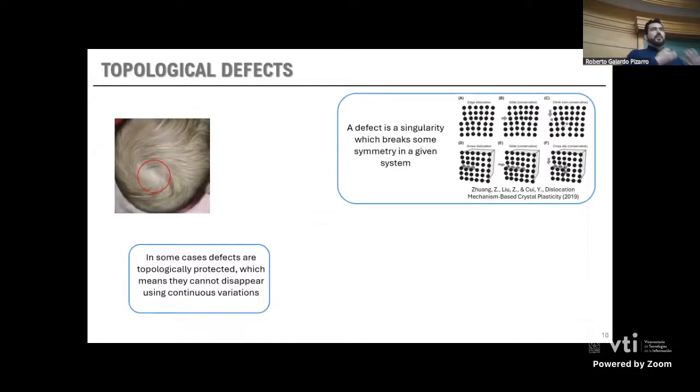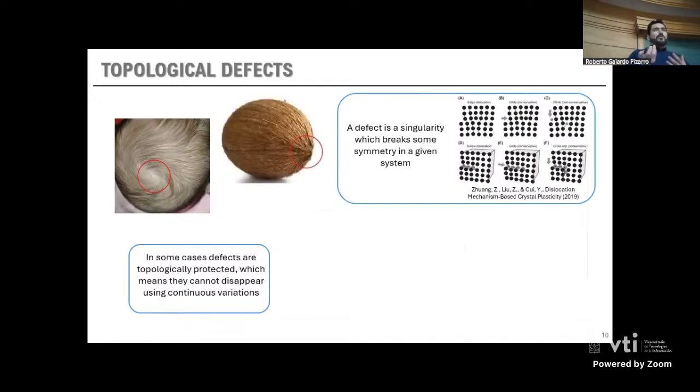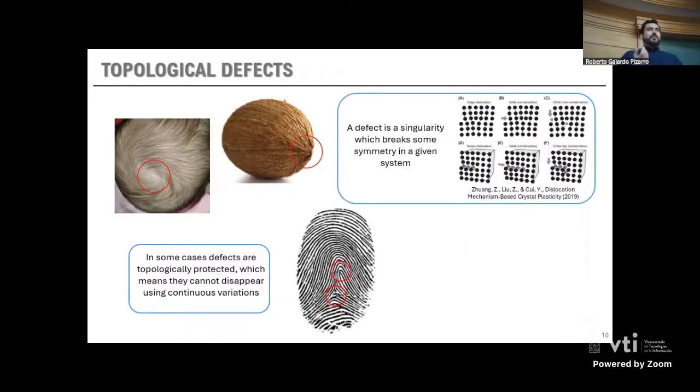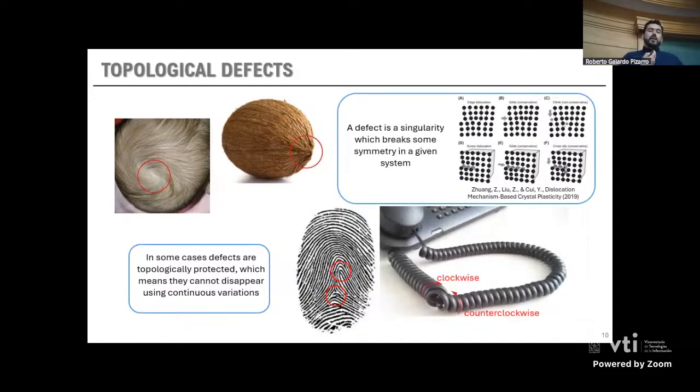So, for example, we have this kind of defects in the hair of some animals, like humans, but we also have this kind of defects in the hair of some fruits, like the coconut. We also have some kind of defects in the fingerprints of our fingers. And we can have this kind of topologically protected defects in different contexts, as for example, in the wire of old telephones, that you maybe can remember. These defects can only be destroyed by the boundaries, or if we collide with another opposite topological defect.